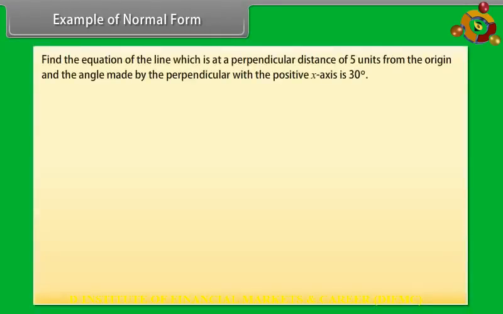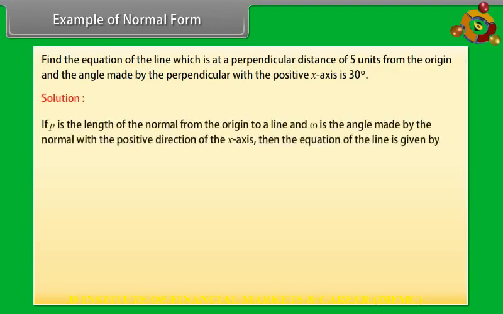Example of normal form. Find the equation of the line which is at a perpendicular distance of 5 units from the origin and the angle made by the perpendicular with the positive x-axis is 30 degrees. Solution. If p is the length of the normal from the origin to a line and omega is the angle made by the normal with the positive direction of the x-axis, then the equation of the line is given by x cos omega plus y sin omega equals p.